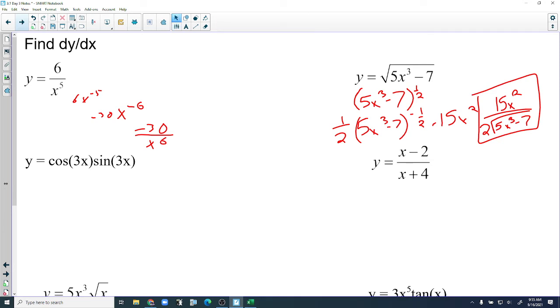Yeah, I agree with that. Give him a nice round of applause. So the square root is 1/2 the function to the negative 1/2. That's the outside. Derivative of the inside is just 15x squared. And so we set that down to the denominator. Very good.